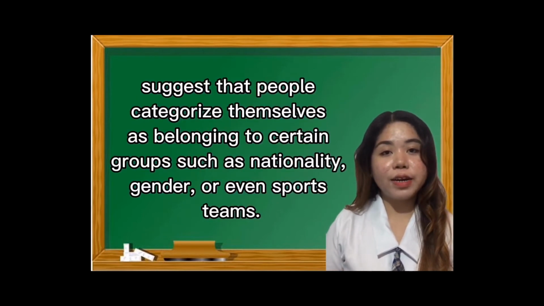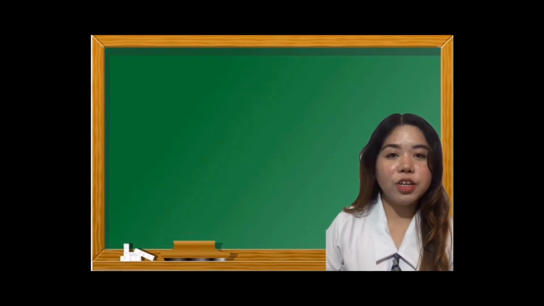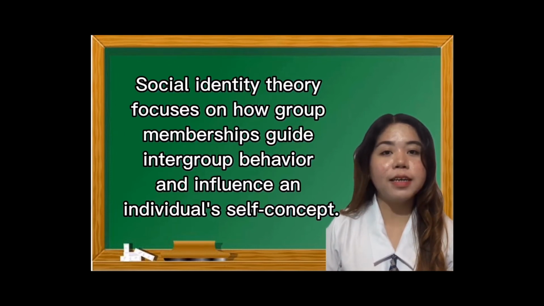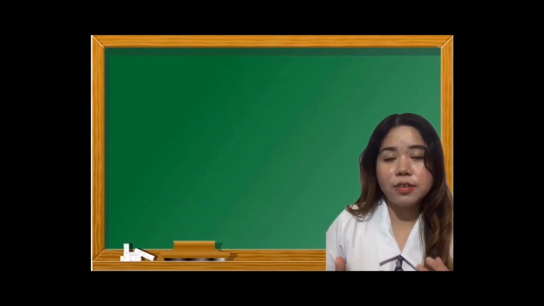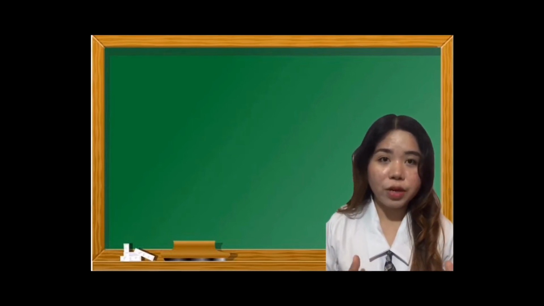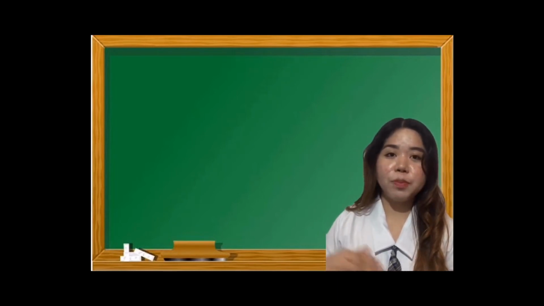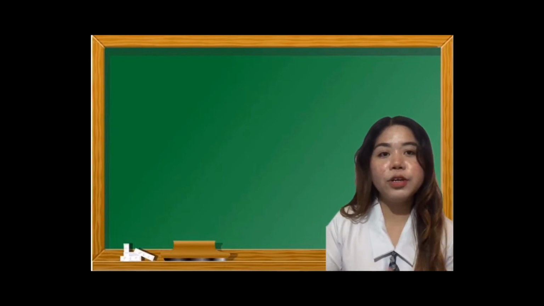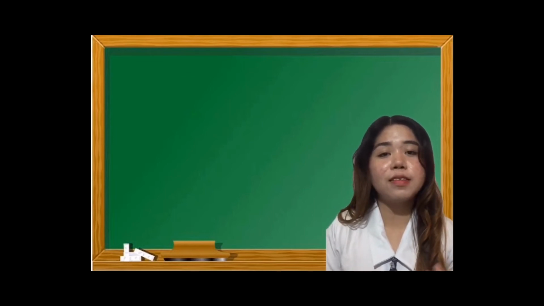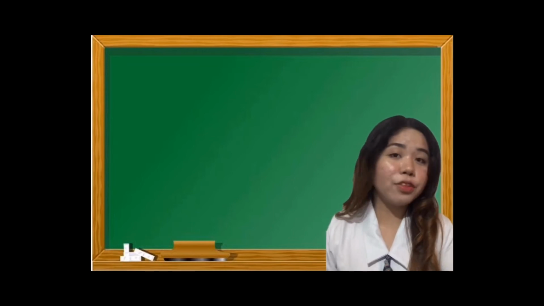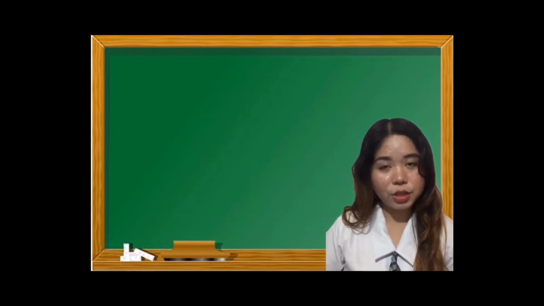It suggests that people categorize themselves as belonging to certain groups such as nationality, gender, or even a sports team. Social identity theory focuses on how group memberships guide intergroup behavior and influence an individual's self-concept. So closely tied to self-categorization, it is an individual's evaluation of the in-group. So to reach positive evaluations of one's own in-group, people engage in processes of social comparison. They derogate the out-group with the aim of increasing their own self-esteem. So self-categorization theory proposes that depending on salience in a situation, either personal identity and interpersonal behavior, social identity and intergroup behavior, or a dynamic interplay prevails.